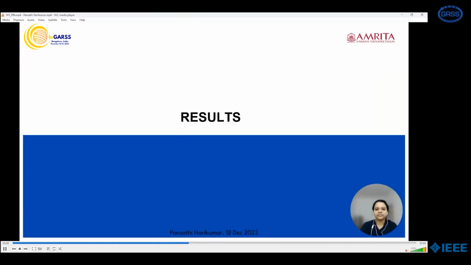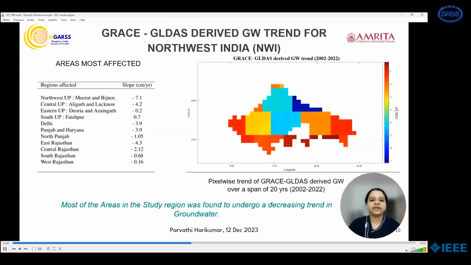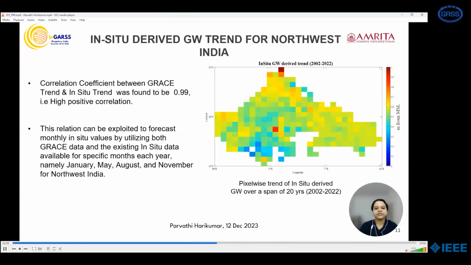Coming to the results. The figure on the right shows the pixel-wise groundwater trend map derived from the GRACE and GLDAS. The table shows the hotspots identified. Cities like Meerut and Bijnor in UP show a negative trend of 7.1 cm per year, whereas certain places in central UP and east of Rajasthan have a negative slope of around 4.2 cm per year. Also, Delhi with a decline of 3.9 cm per year is among the states facing severe groundwater depletion. A pixel-wise trend map of in situ derived groundwater was also generated, which shows a high positive correlation of 0.99 with the satellite derived trend map.